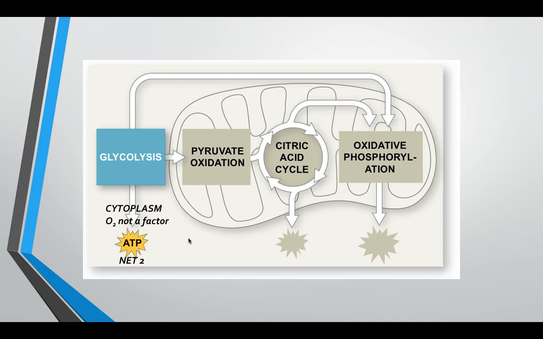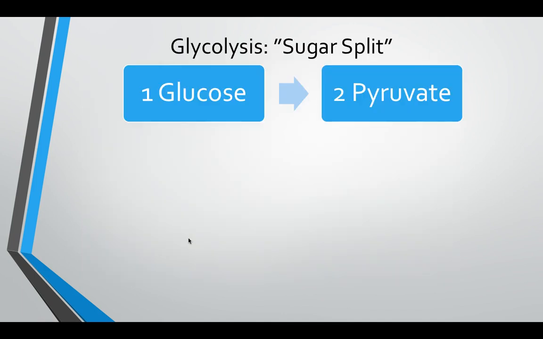Glycolysis will occur in respiration, both aerobic and anaerobic, and in fermentation. Glycolysis means sugar split, glyco sugar, lysis split. And the sugar that we're going to look at is glucose. And you're going to have one molecule of glucose split into 2 molecules of pyruvate. Glucose is a 6-carbon compound. Pyruvate is a 3-carbon compound.